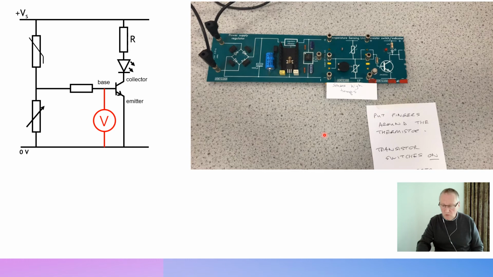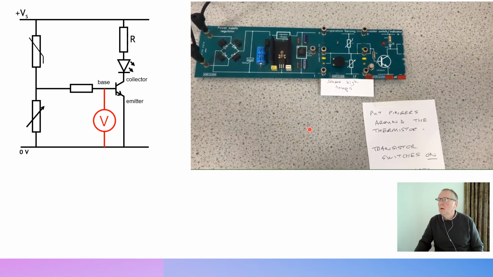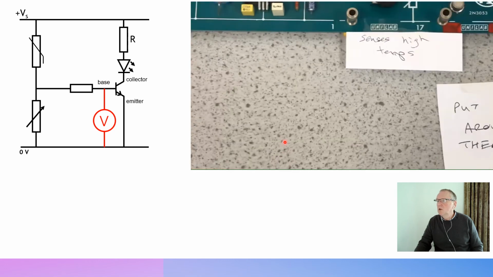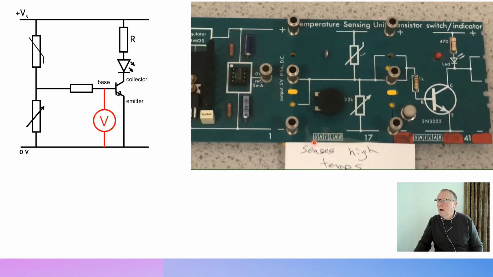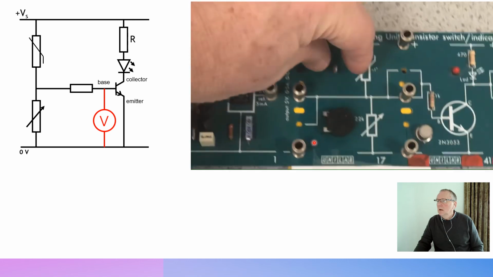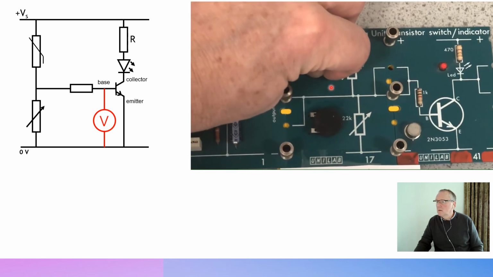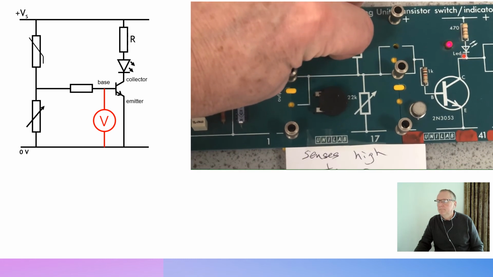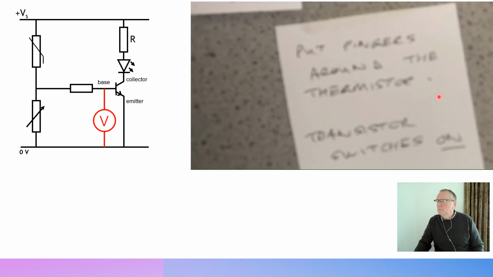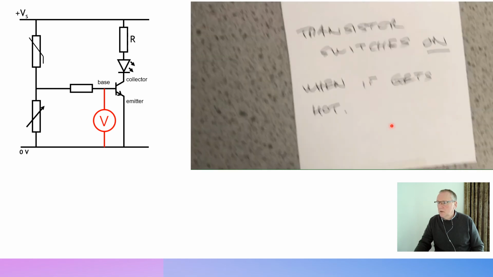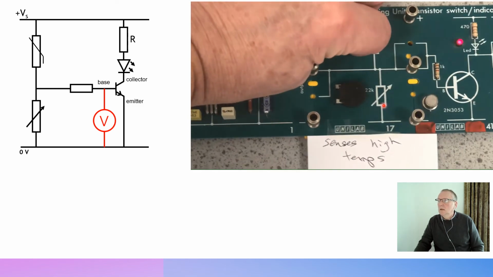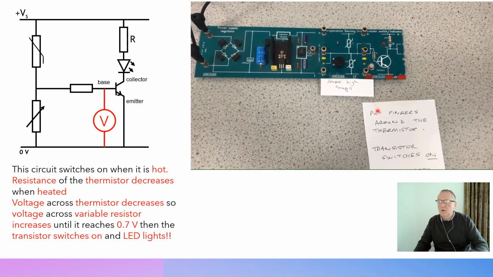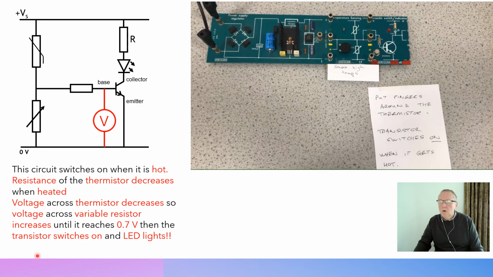Okay, so we'll set the video going. Doesn't last very long, this one. Heating the thermistor by putting my fingers round about it. As you'll see, there's some real dodgy camera work. Try to do this one-handed, and I'm not that good. So you can see when I heat the thermistor, you watch the LED, it lights. Put your fingers around the thermistor, the transistor switches on when it gets hot. So this circuit is a circuit for sensing high temperatures. I'll put that in a loop. So how does it work?